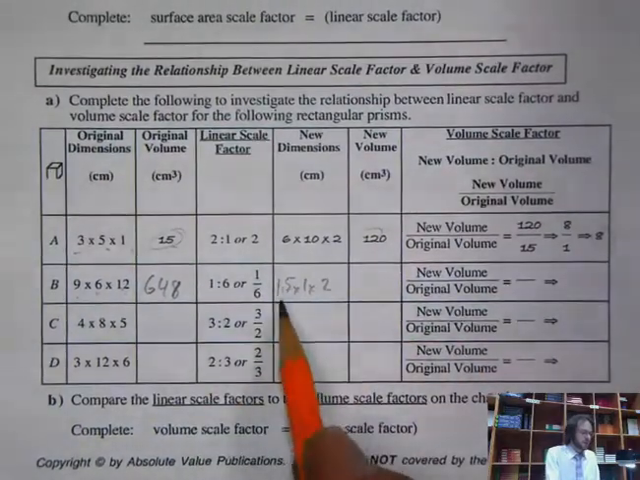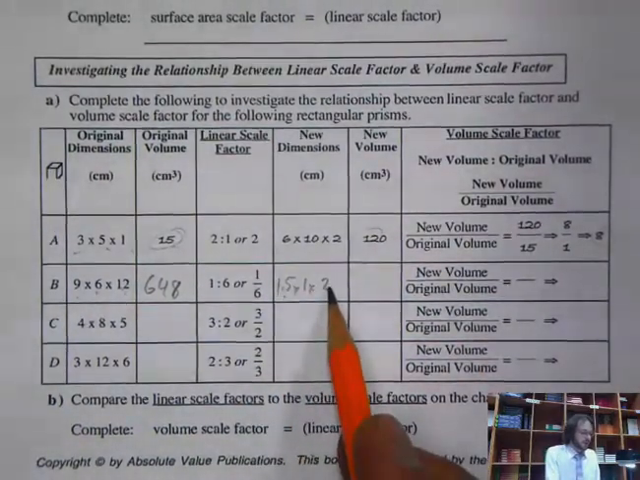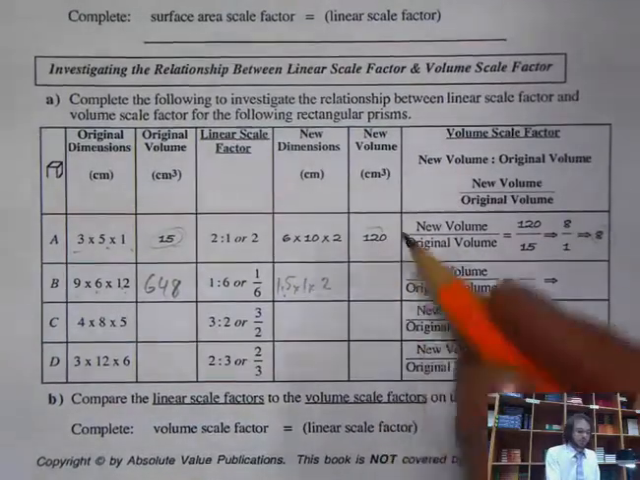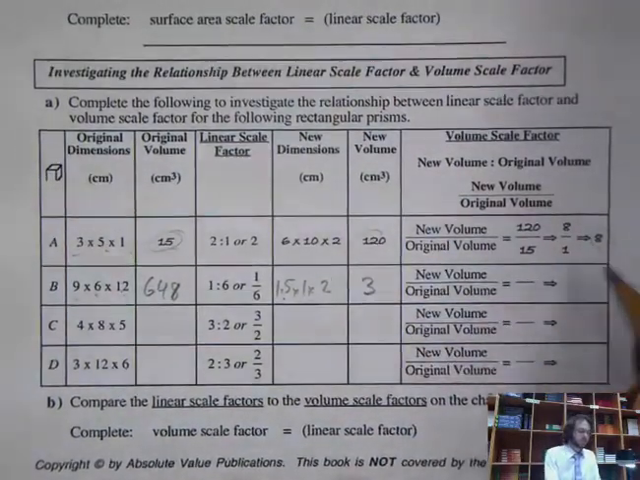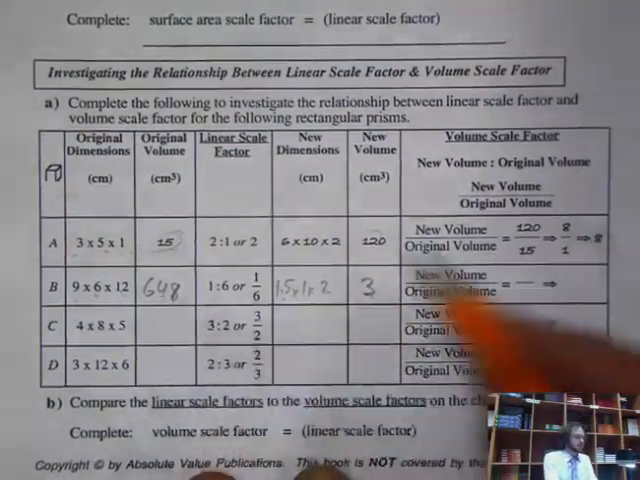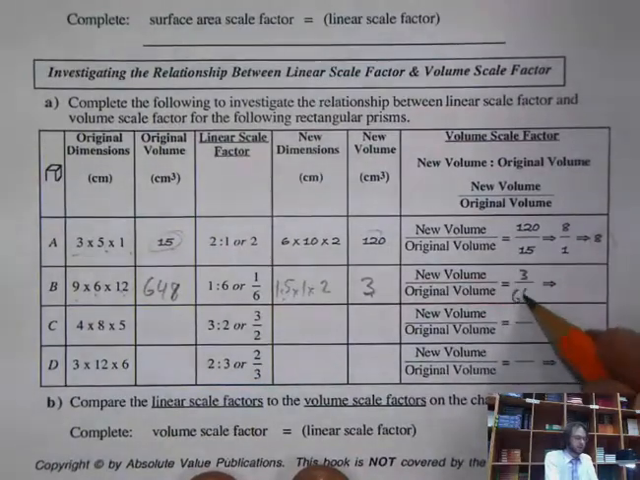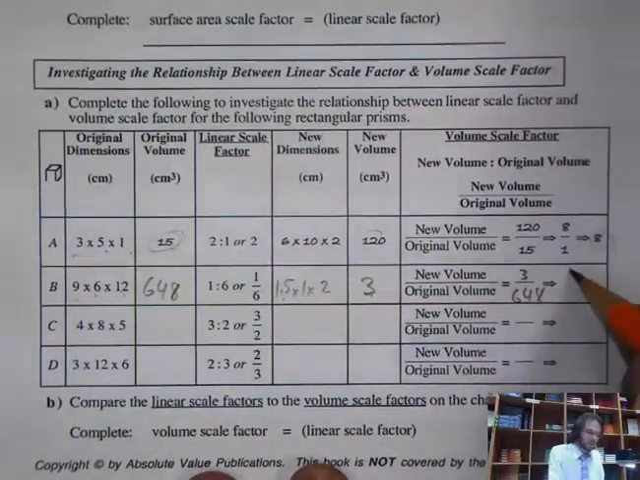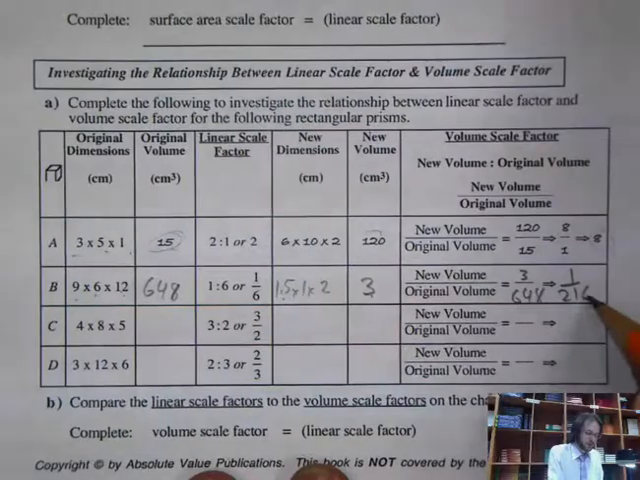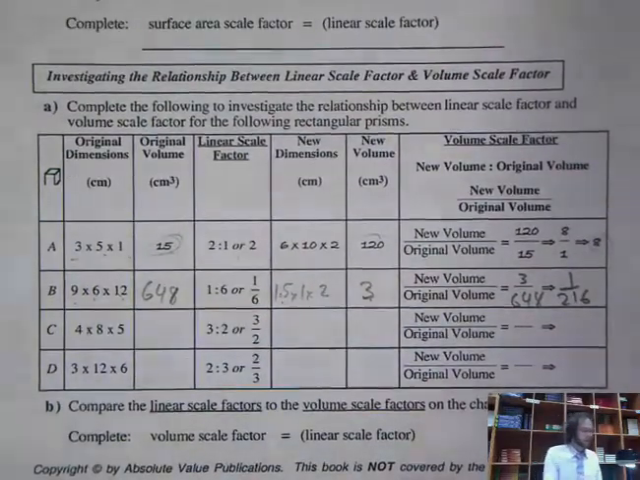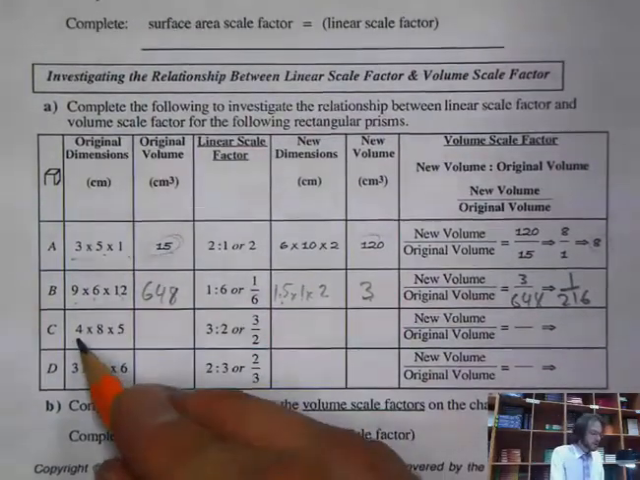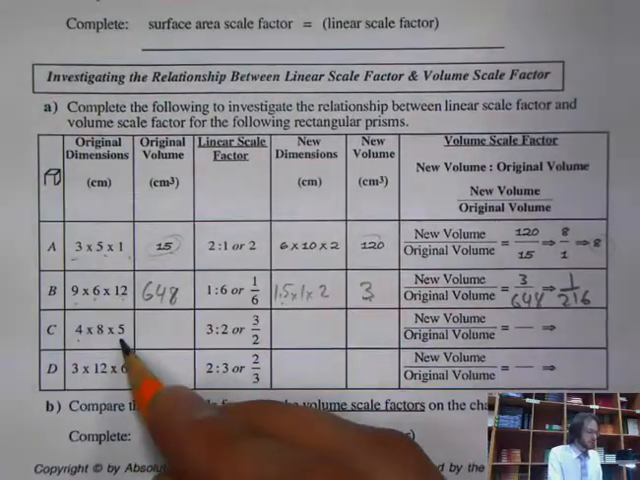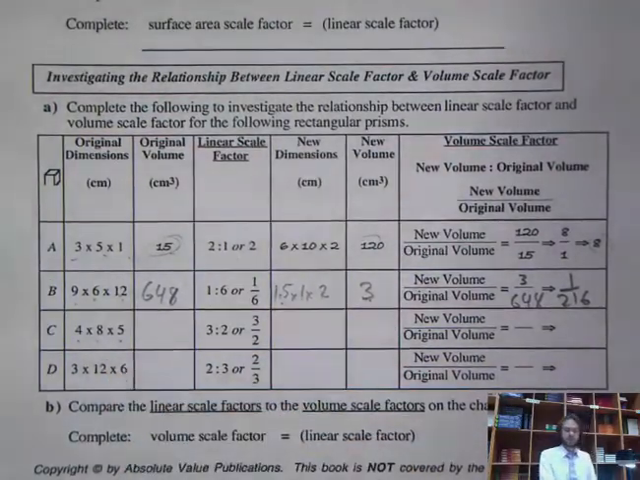And we have this right here. That's going to be 3 times 1, which is 3. Okay? Now, we have this divided by that. 3 divided by 6, 48. And that gives me 1 over 216. Okay? Let's take a look at the next one. 4 times 5 is 20, times 8 is going to give me 160.